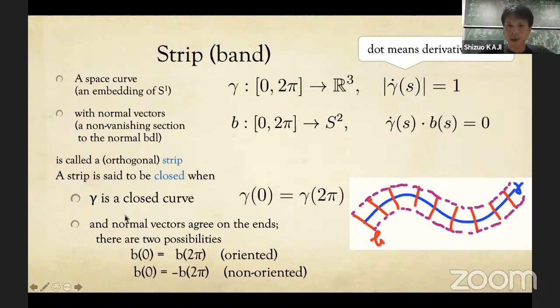And this object is called a strip. When the starting point and end point are the same, it's called closed. Also, to close the strip, you have to have this condition: the normal direction should be the same at 0 and 2 pi, or its negative. So basically, you have gamma, and at each point on this closed curve you have a normal vector, so you have a strip like this. At the starting point, you have to have the same or opposite direction to close the strip. Okay, this is the continuous version of a strip.